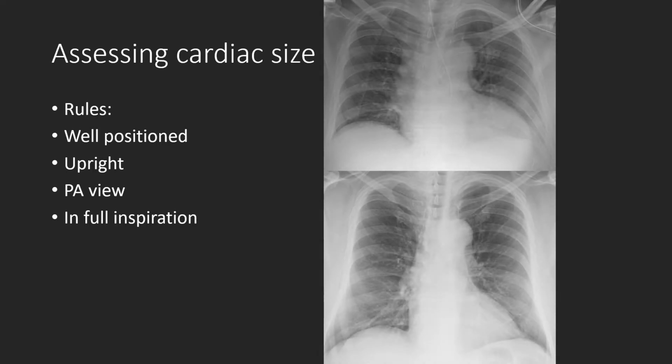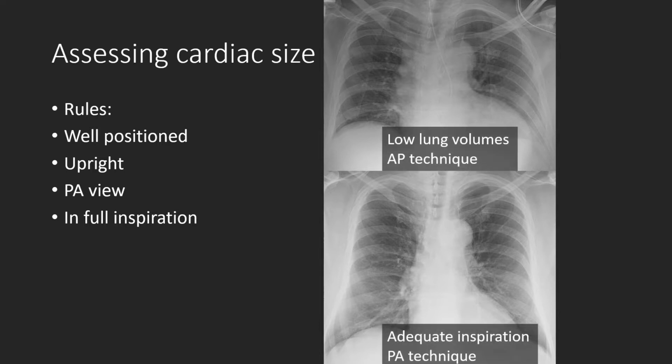Here's an example of a patient with chest X-rays obtained within hours of each other. One with low lung volumes and AP technique, the other with an adequate inspiration and PA technique. Look how much the heart changes in size. It's important that when you start reading chest X-rays not to overdiagnose cardiomegaly, particularly on inpatients and portable exams, which are almost never upright, PA, or in full inspiration.